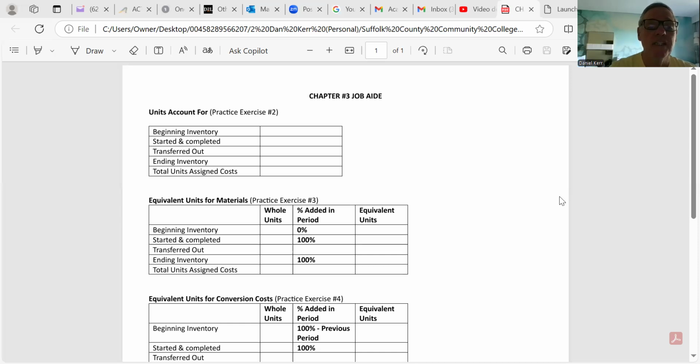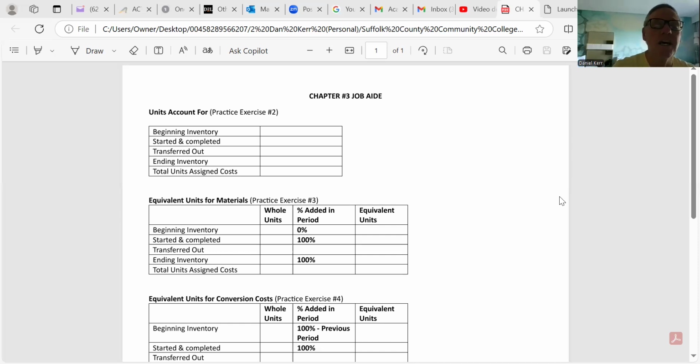And what I did to make it, I think, most user-friendly is I've not only prepared this job aid, but I've also indicated to you what practice exercise it relates to. And you'll find when you get to the homework, a lot of this stuff also repeats itself in the homework.